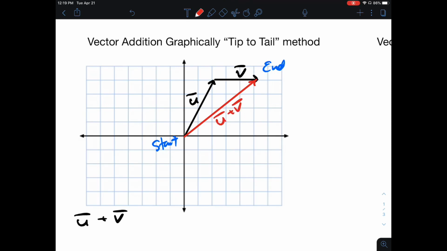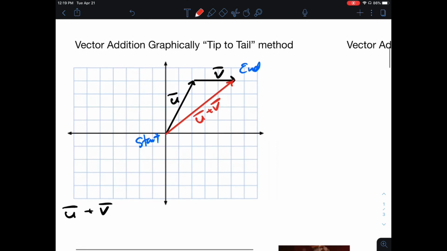Now, if we wanted more specifics, if we wanted to know what's the component form of that vector, that's easy. 1, 2, 3, 4, 5. 1, 2, 3, 4. So using the graphical method, we could say that this addition is 5, 4. To the right 5 and up 4. And you can simply use a graph to do that, as we just did.